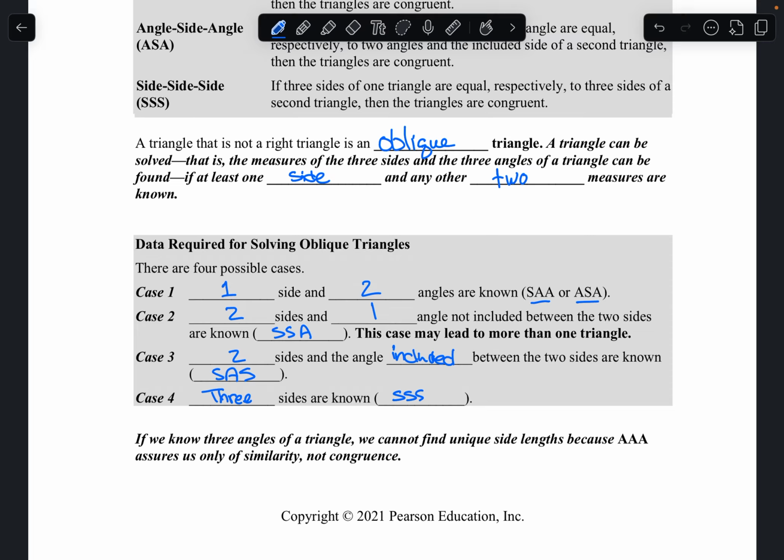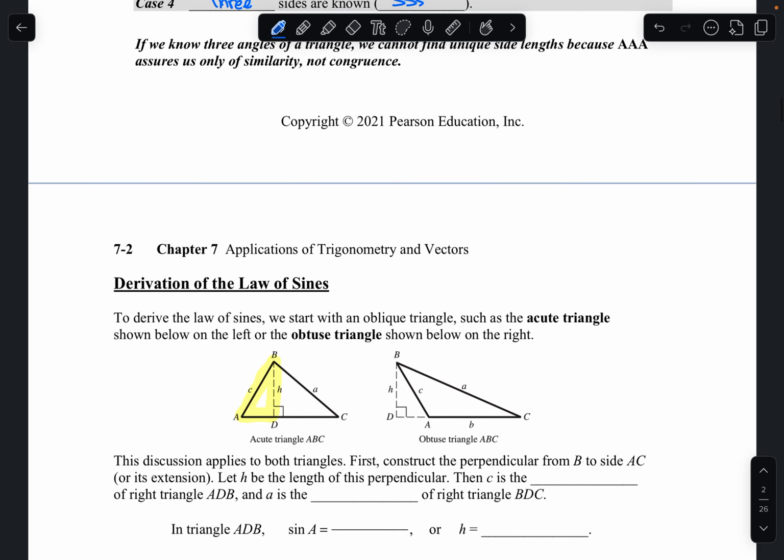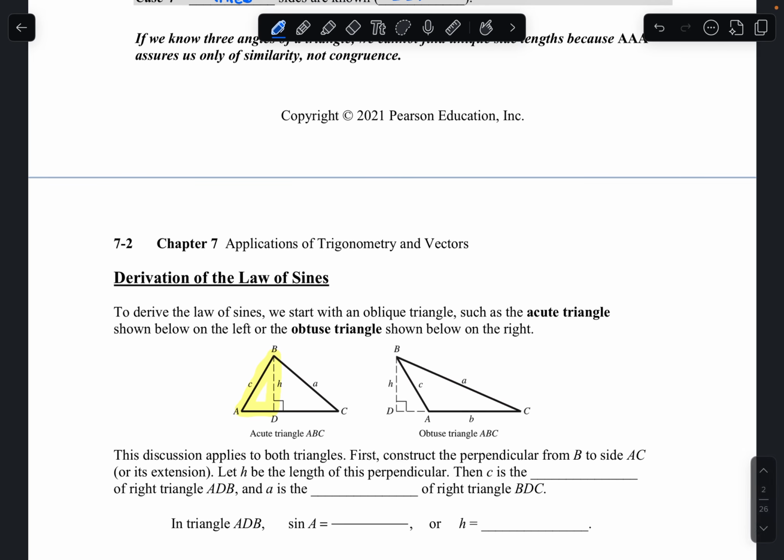Again, if we know three angles of a triangle, we cannot find unique side lengths because AAA assures us only of similarity, not congruence. So, how we're going to do this is we're going to teach you something today called the law of sines.